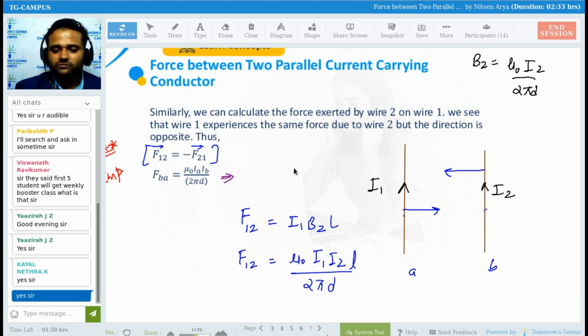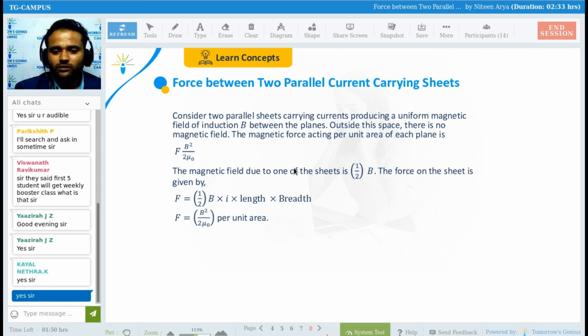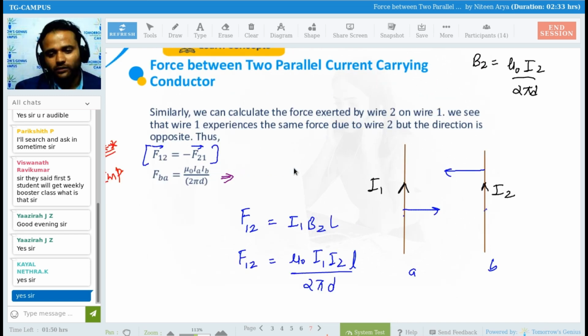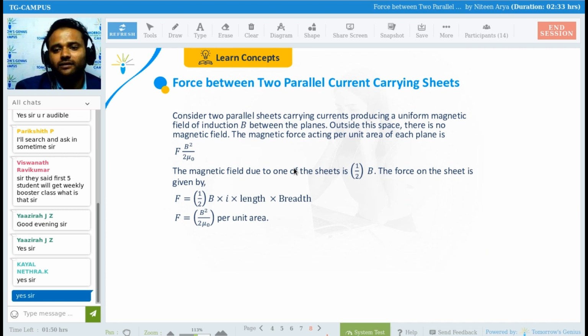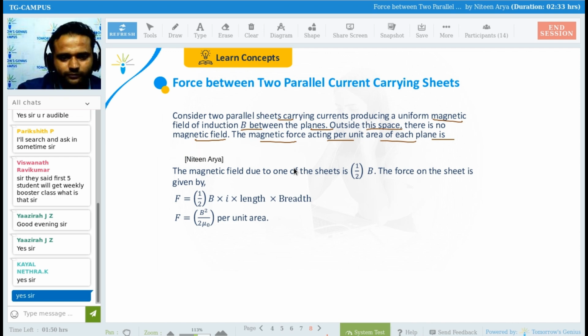If you have any question or doubt, you can ask me right now. Because after that, we are just going to reframe it in a number of words or sentences. Nothing more we are going to do concept wise. So the next thing is force between two parallel current carrying sheets. So consider two sheets. Now instead of wire, we have a sheet, and we treat it the same, carrying a magnetic field of induction B between the planes. Outside the space, there is no magnetic field. The magnetic force acting per unit area of each plane is F equals B square 2 mu naught, and that is not the correct formula.